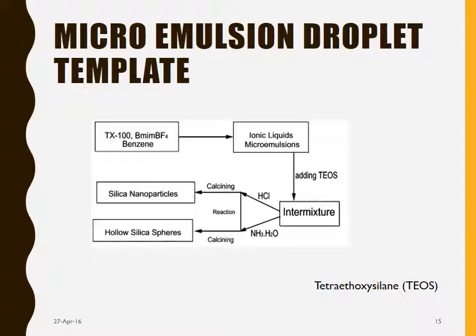In this method, we take a mixture of benzene, TX100 and BMIM BF4. Now that is 1-butyl 3-methyl imidazolium tetrafluoroborate. Now these are ionic liquids. We agitate them together to form a microemulsion of ionic liquids. To that we add TEOS, which serves as silica source. Now we have hydrolysis of TEOS under acidic conditions or alkaline conditions. Now it has been shown that acidic hydrolysis produces nanosilica particles, while alkaline hydrolysis produces hollow silica spheres. We require hollow silica spheres, so we should always carry out alkaline hydrolysis.